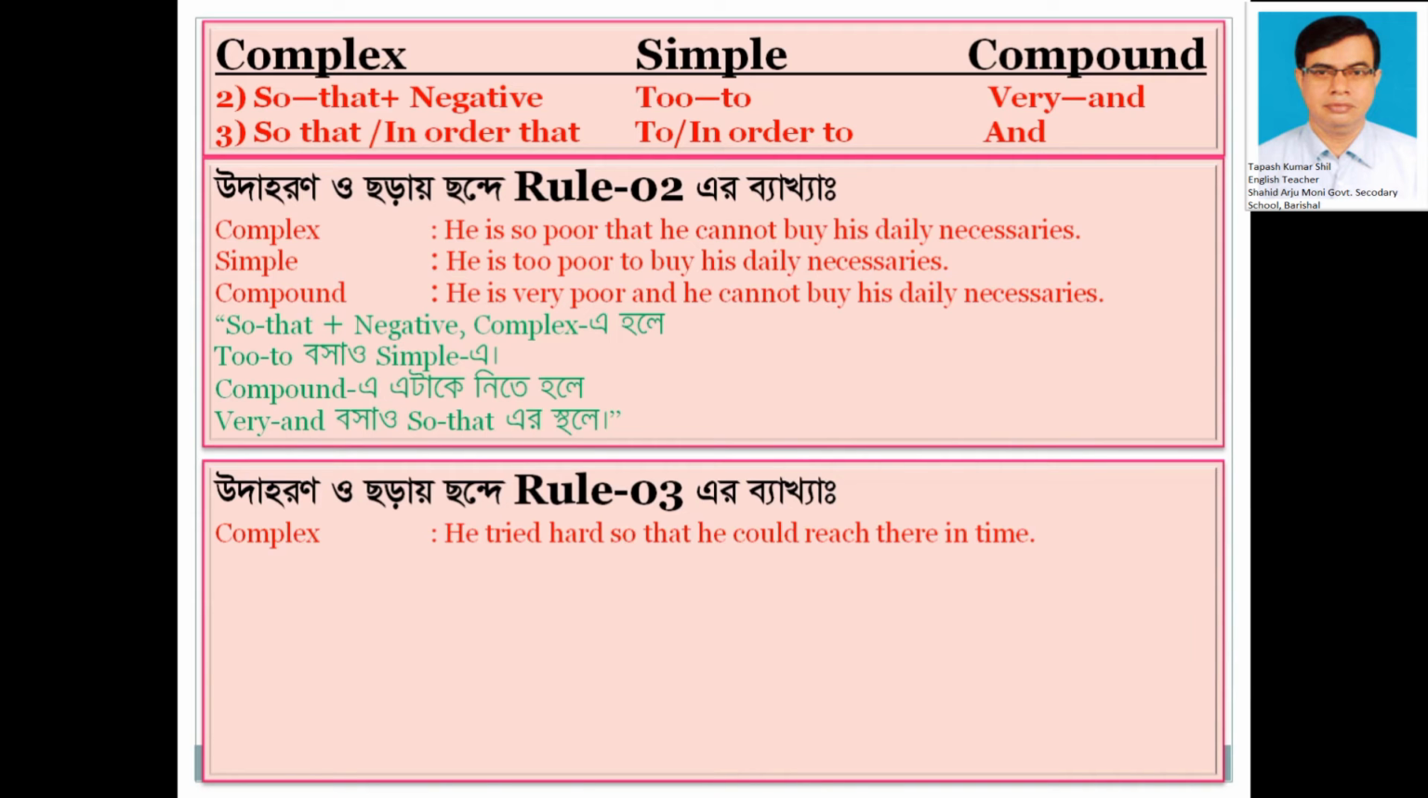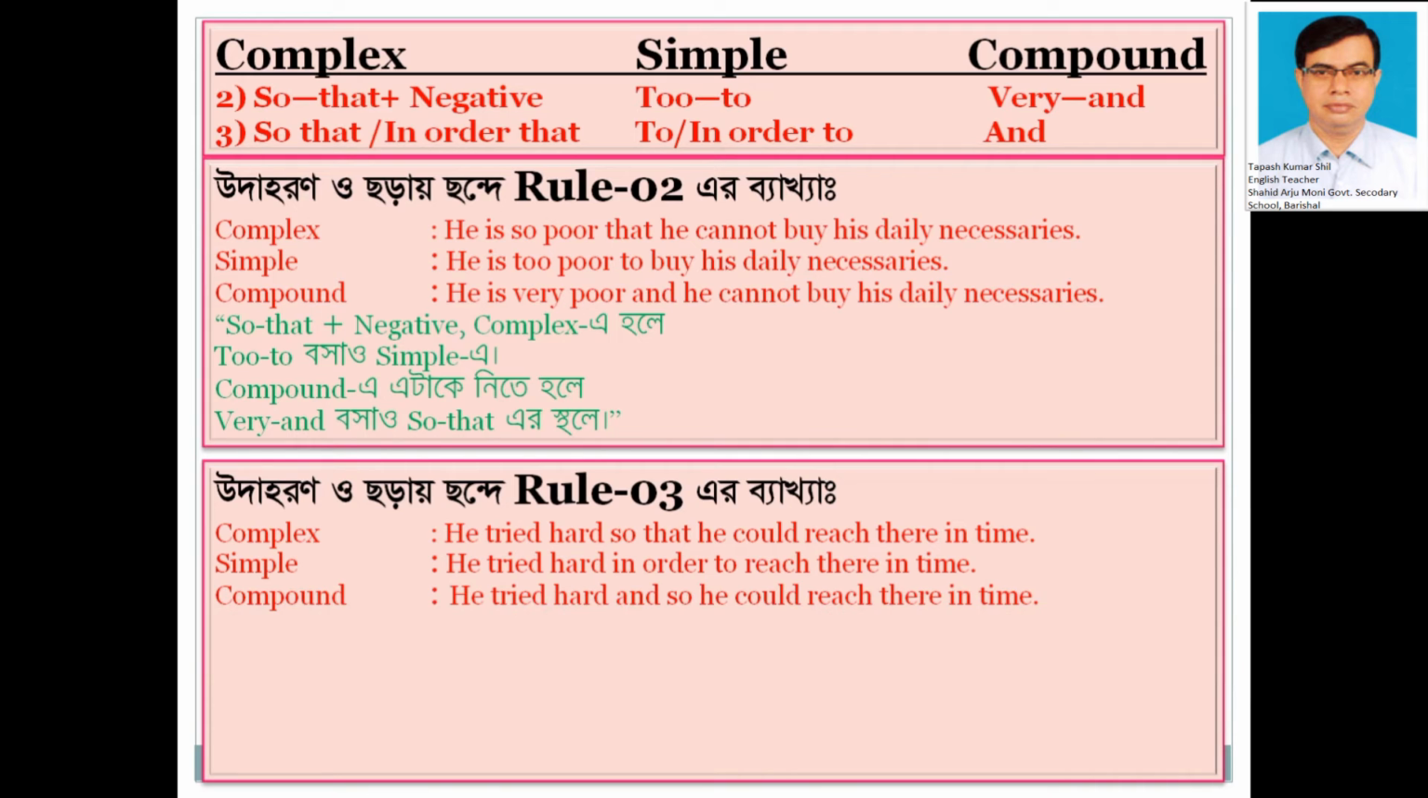First example, complex. He tried hard so that he could reach there in time. Simple. He tried hard in order to reach there in time. Compound. He tried hard and so he could reach there in time. Or he wanted to reach there in time and so he tried hard.